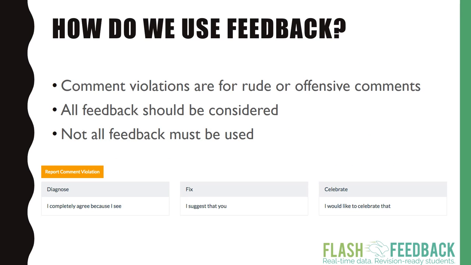At the end of the first review session, take 1 to 2 minutes to talk with students about how they should use their feedback. Explain to them that they can report a comment violation to you if they receive a rude or offensive comment. Define the word violation for them so that they understand that the report should not be made for comments they simply disagree with or for comments that are of poor quality. Discuss how all feedback should be considered, but not all feedback has to be followed. Feedback is information that we can choose to use or disregard.